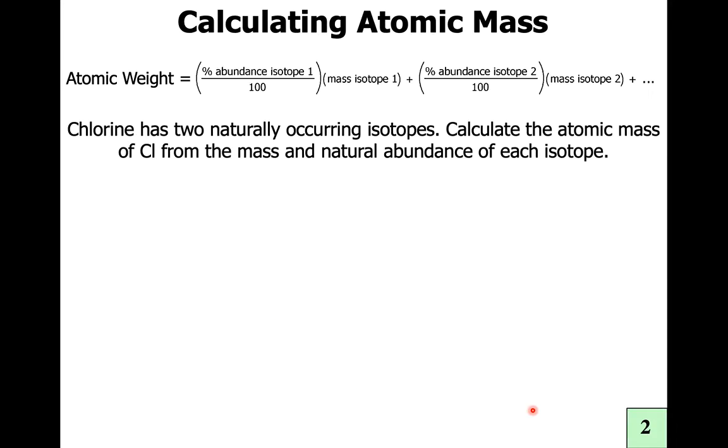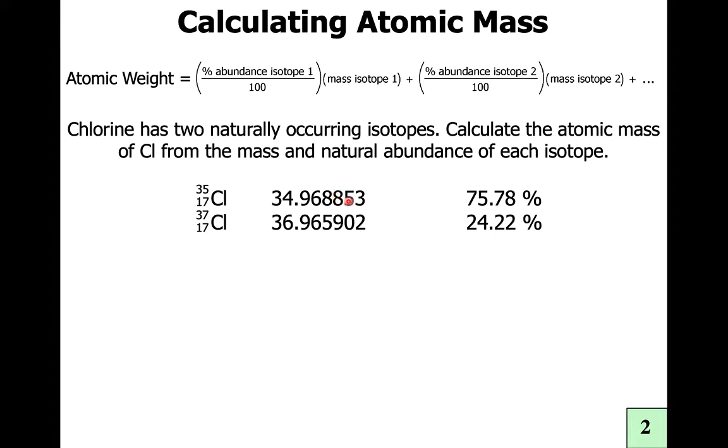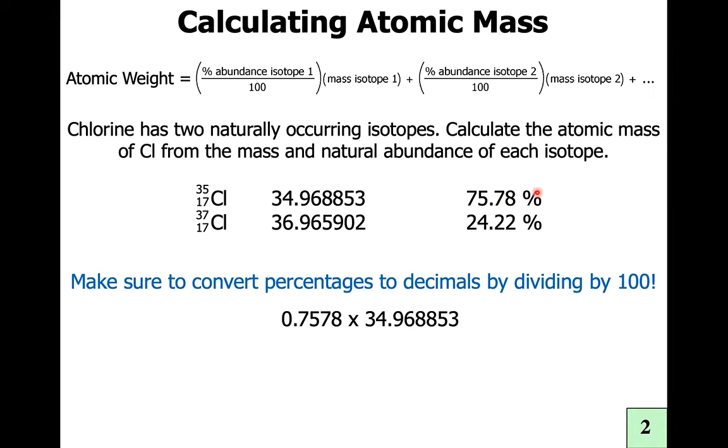The next concept that we talked about in this chapter was calculating average atomic mass, and here on this slide we're going to do that for chlorine. Chlorine has two naturally occurring isotopes. You need to be given the exact mass and the percent abundance. So we're given the two exact masses that exist for chlorine and their percent abundances. We will convert those into decimals by dividing by 100. So the 75.78 divided by 100 gives us 0.7578. The 24.22 divided by 100 gives us 0.2422.